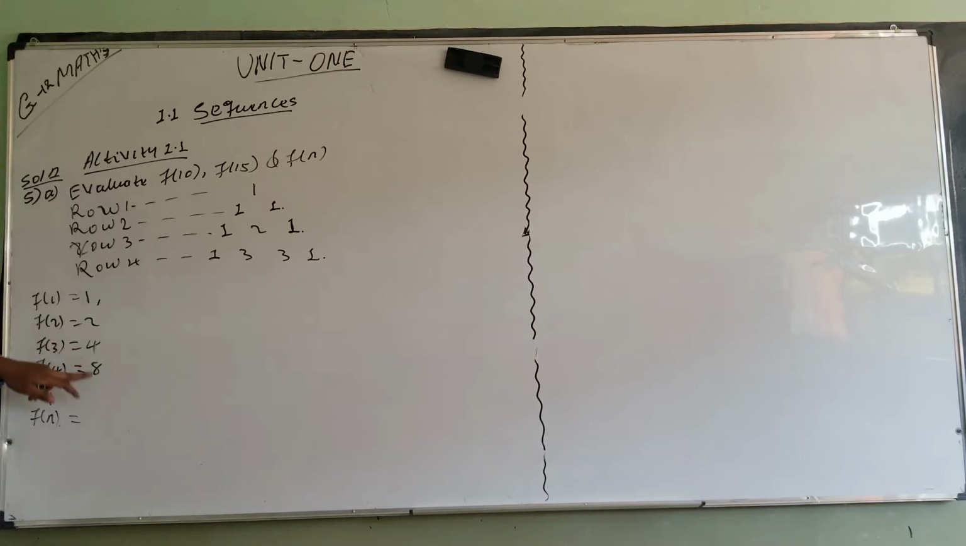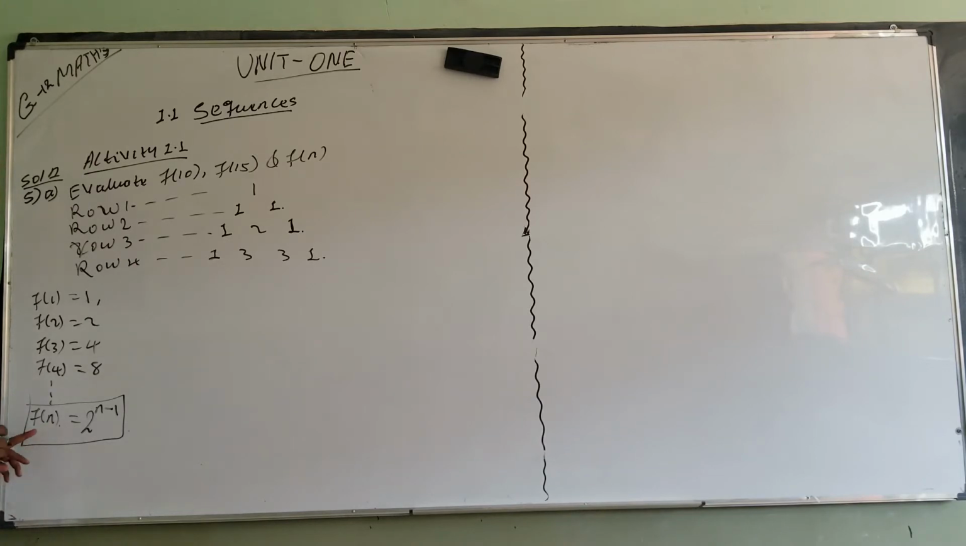When we consider these patterns 1, 2, 4, 8, it is 2 to the power of n. But when we substitute to get the general formula, at the place of n equals 1 it becomes 2. So we have to subtract 1 from n to get the first term. Therefore, this is the general formula, or general term, of f(n).